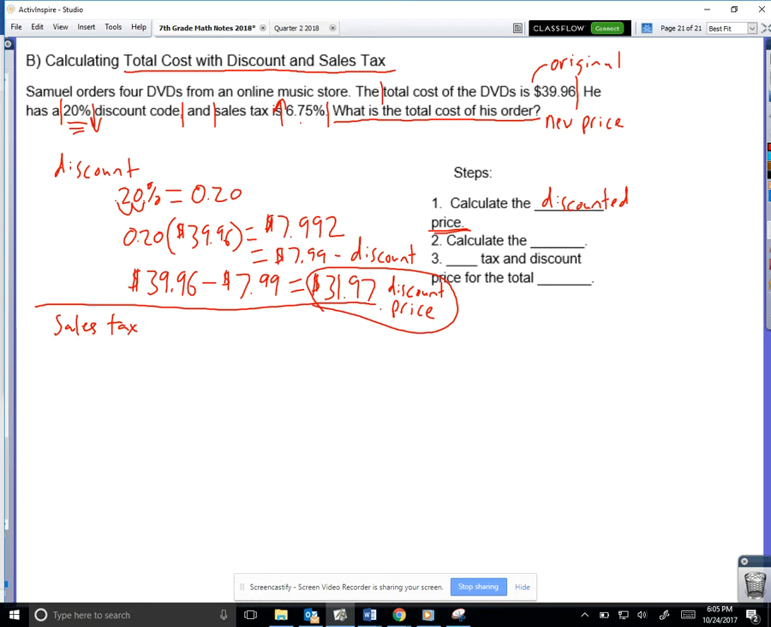Okay, so we got step number 2. We're going to calculate the tax. Okay, that's our next step. So we're going to take our discounted price and we're going to use that to calculate the tax. Let's first take a look at our tax percent. We got 6.75% is our tax. Okay, change that to a decimal. Take this decimal point, move it 2 places to the left. That's going to go right there.